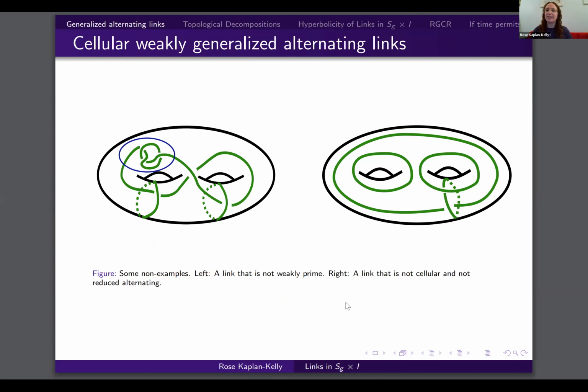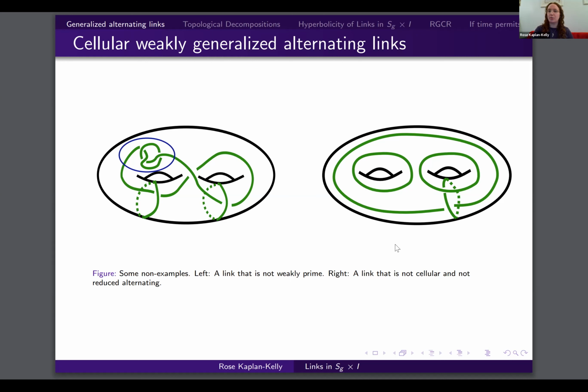We're going to be interested in the class of links which are cellular weakly generalized alternating, which was introduced by Howie and then also by Howie and Purcell more generally. So we'll be using their definitions, but for this case of links in thickened surfaces. We say that a link is cellular if all of the regions in its diagram are disks. So on the right here, we see that this fails that condition because this region right here isn't a disk, it's an annulus.